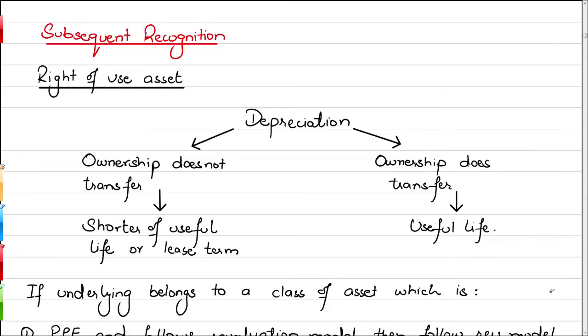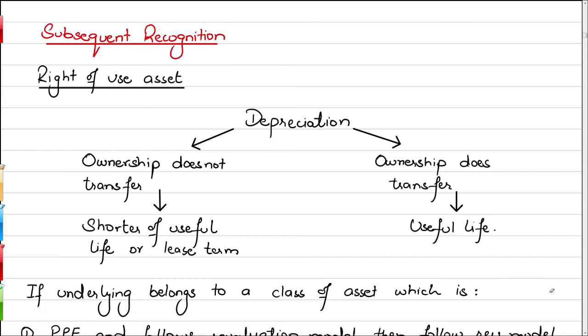Now, that takes us to the subsequent recognition. As I mentioned, since we are recording the asset, we also need to depreciate the asset. In the case of depreciation, the question is, what should we be using? Because there are two lives over here. One is the useful life of the asset, the other one is the lease period. So, there are two conditions.